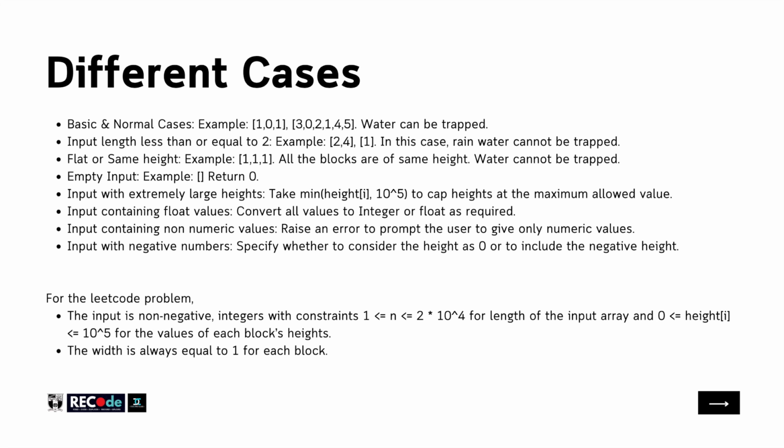Input with negative numbers: in this case, we have to specify whether we are going to consider the height as 0 or to include the negative height in our calculation as well. For this particular LeetCode problem, there are some conditions defined already. The input is going to be non-negative and the integers have the constraints as mentioned in the previous slide, and the width is always going to be 1 for each block.